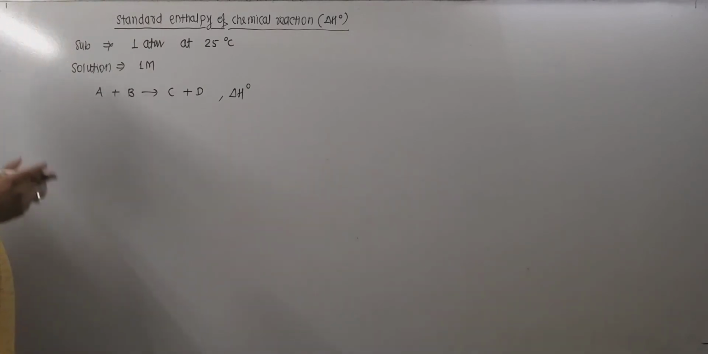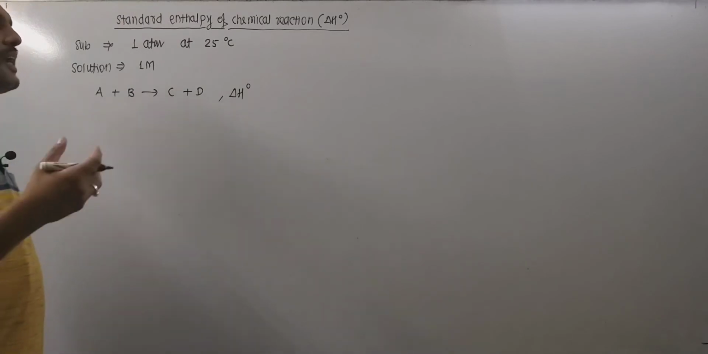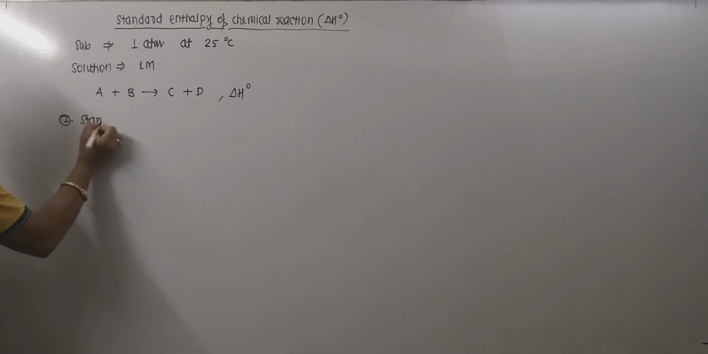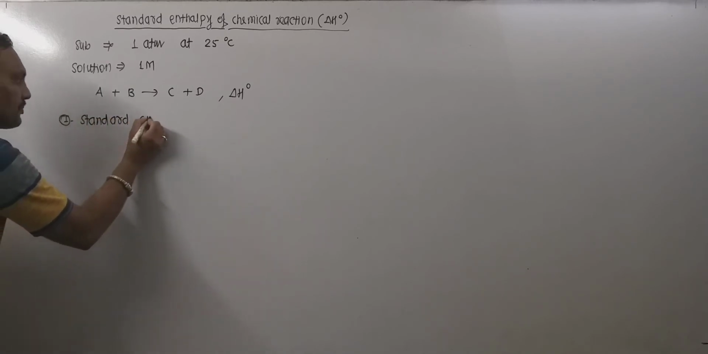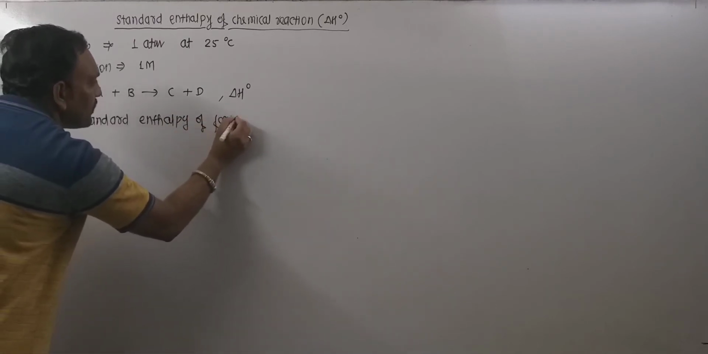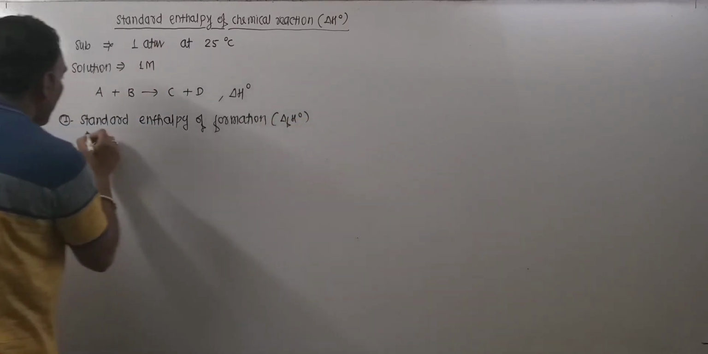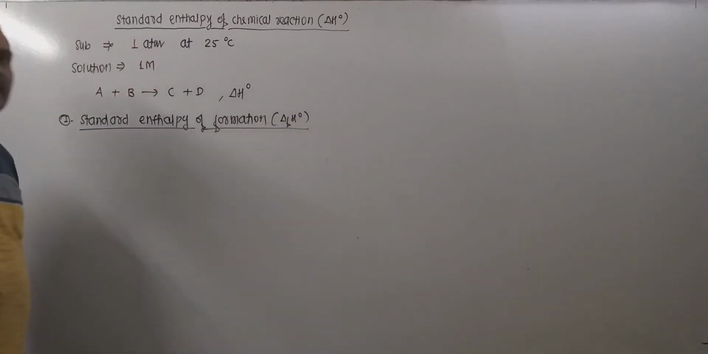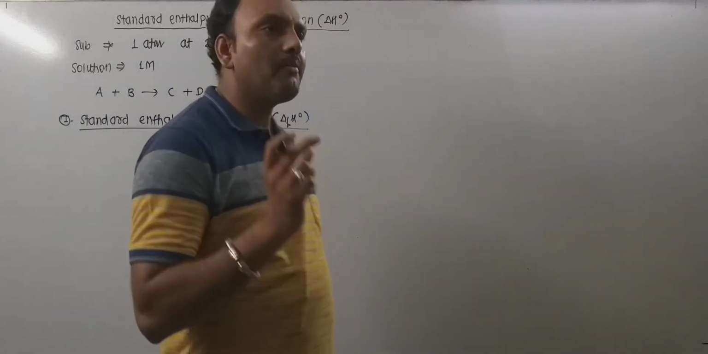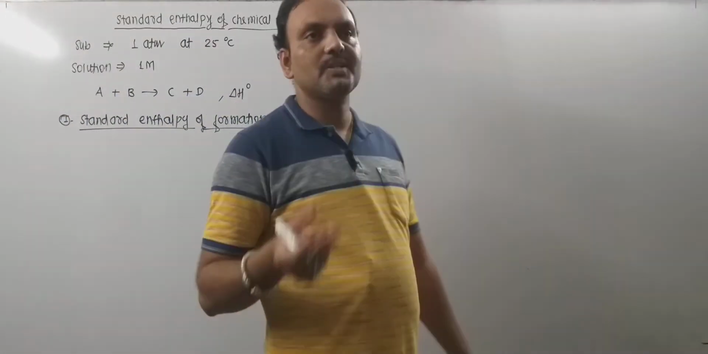Now if conditions are standard and we are dealing with the formation of any substance, then the enthalpy change related to that reaction is said to be the standard enthalpy of formation. So what exactly is the standard enthalpy of formation? The standard enthalpy of formation of any species is the amount of heat changed when 1 mole of the substance is formed in its standard state.